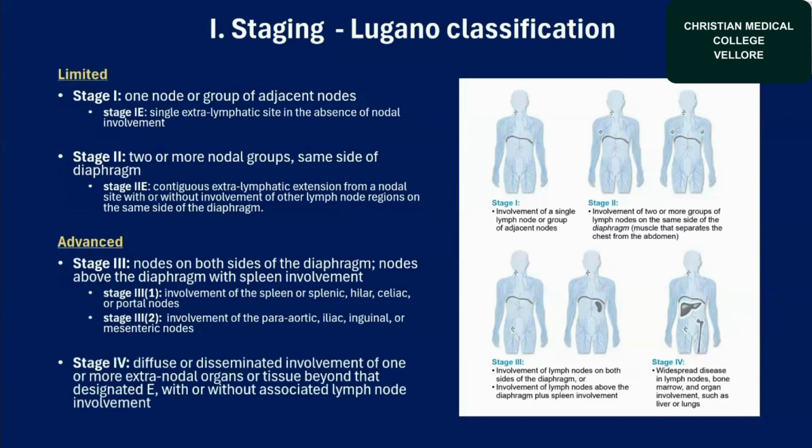Stage 4 is a diffuse disseminated involvement. It is not restricted to any extranodal organ. So it goes beyond that. It's particularly when bone marrow, lungs, liver and all is involved, we call it stage 4. So PET plays a major role in staging of the disease.